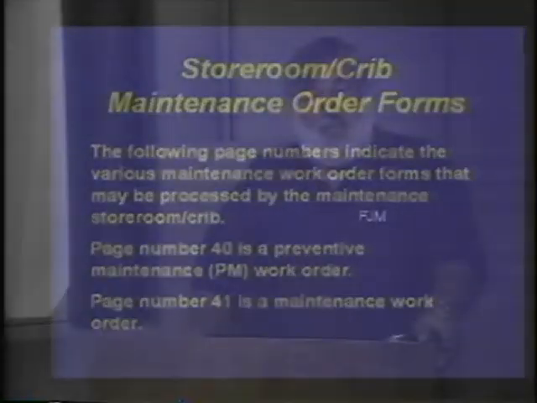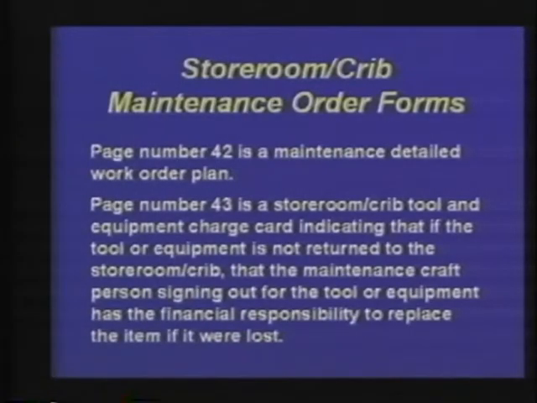So in this case, 40 would be used for planned requirements, and page 41 could be used as unplanned maintenance requirements. Page number 42 is a maintenance detailed work order plan, which is used by the planner scheduler, but can be supported by the storeroom based upon the time element that would go in the first operation or sequence preparation time. Page number 43 is a storeroom crib tool and equipment issue ticket.